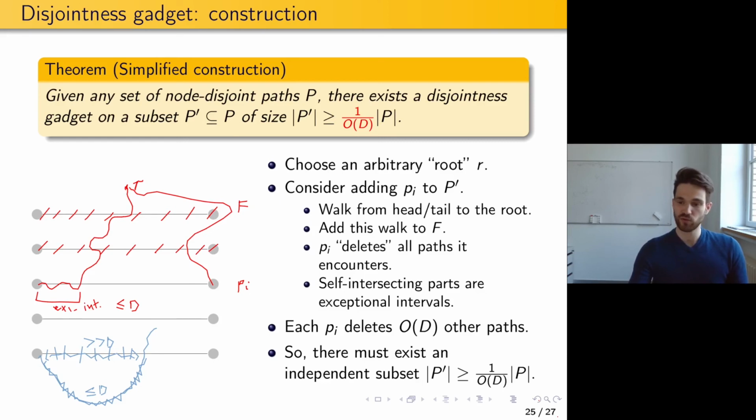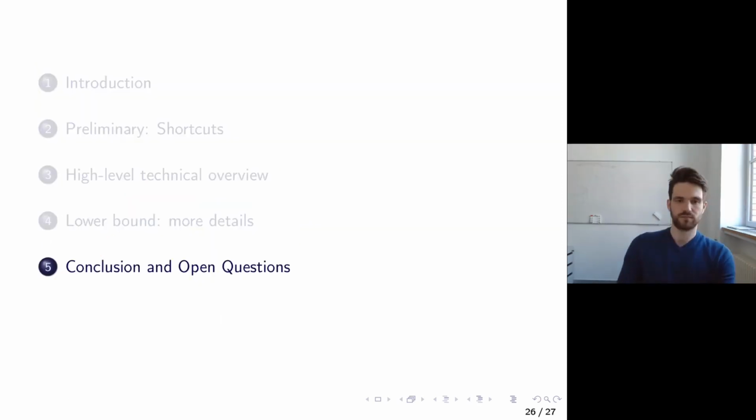So you can make a very simple argument that you can find an independent set P prime of paths that is at most of size 1 over order D of the original set of paths that do not delete each other. So that is the complete proof. This is kind of how you fix the construction up to an order D factor. So now let us conclude and give some open questions.